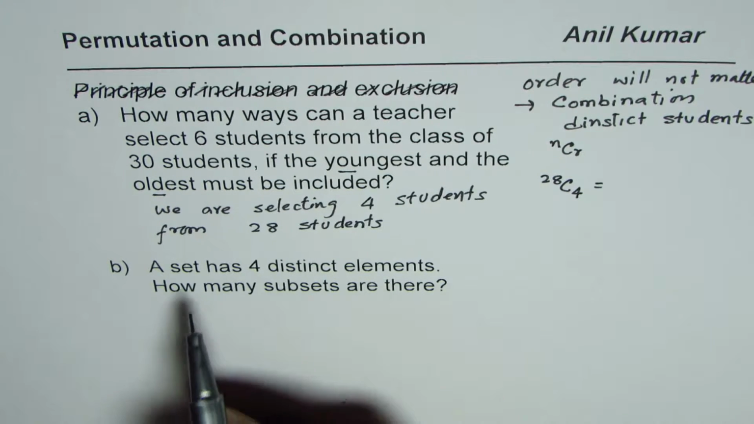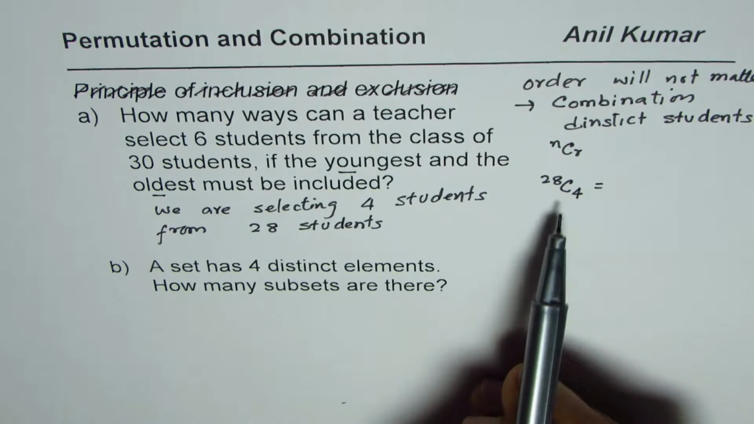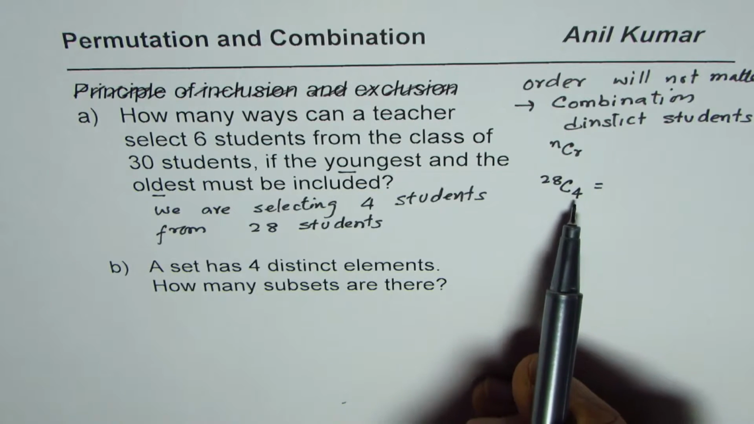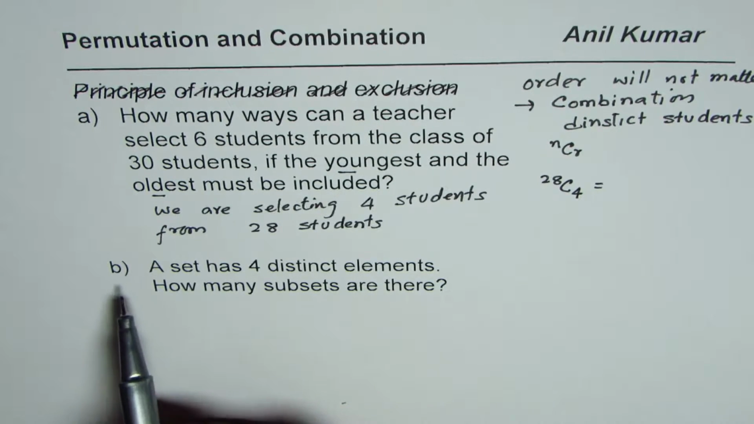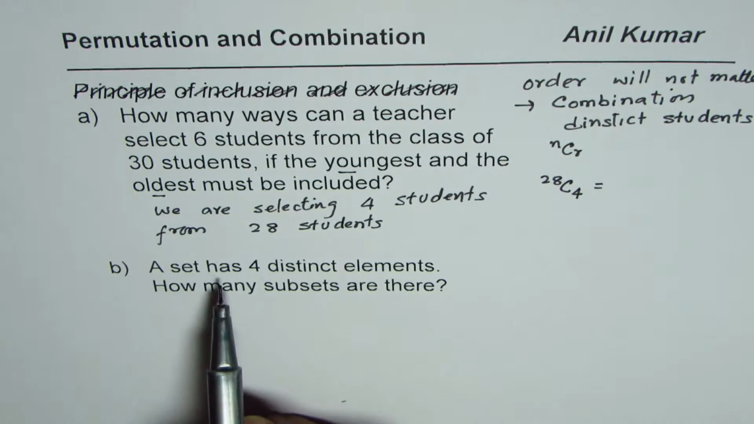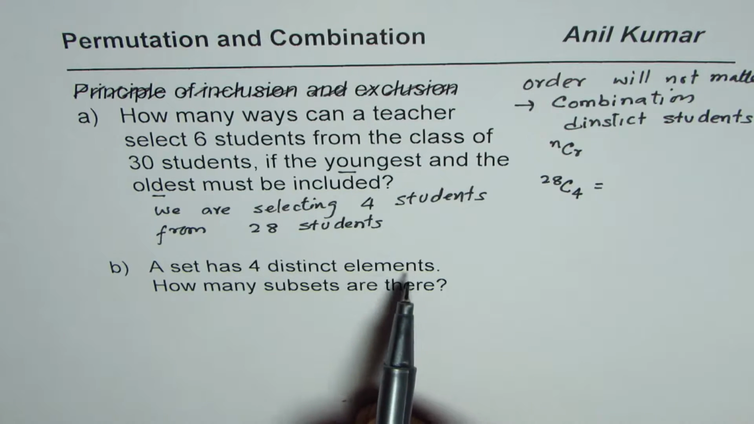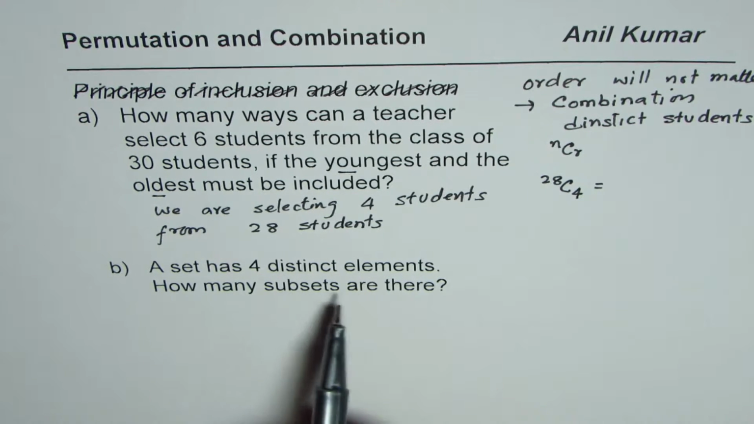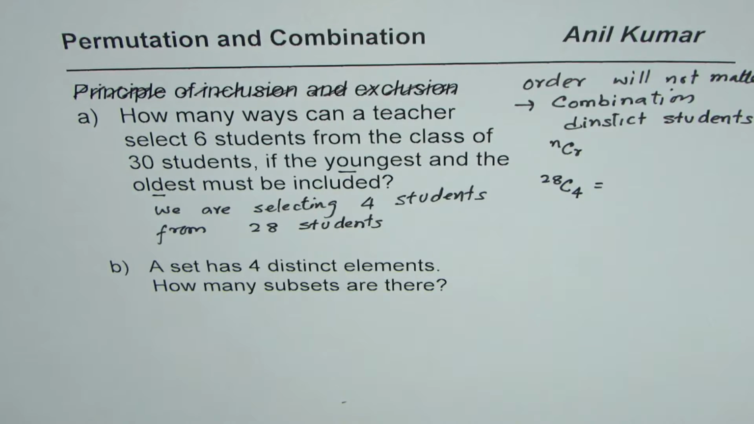Now let's look into the second one. You should calculate this value; I'll do the calculation later. Part B is a set of 4 distinct elements. How many subsets are there?